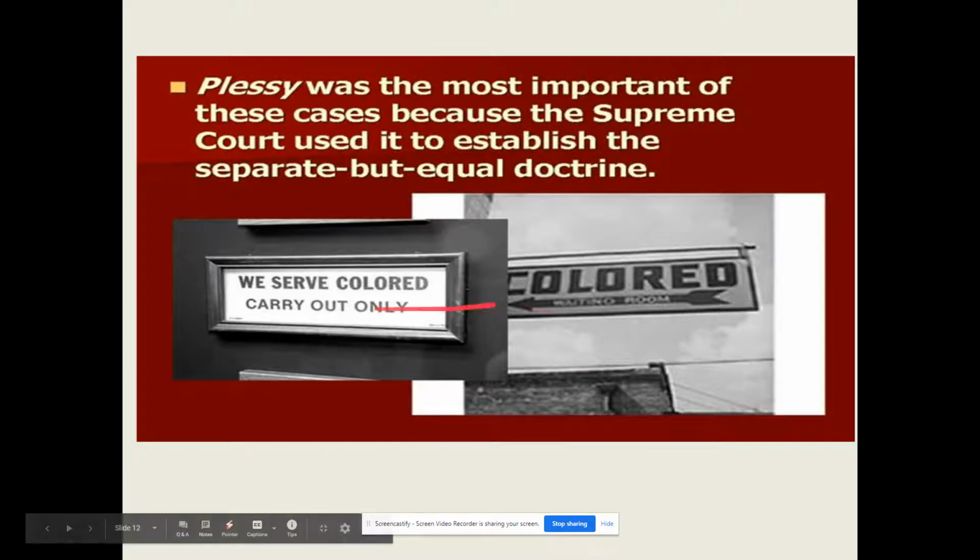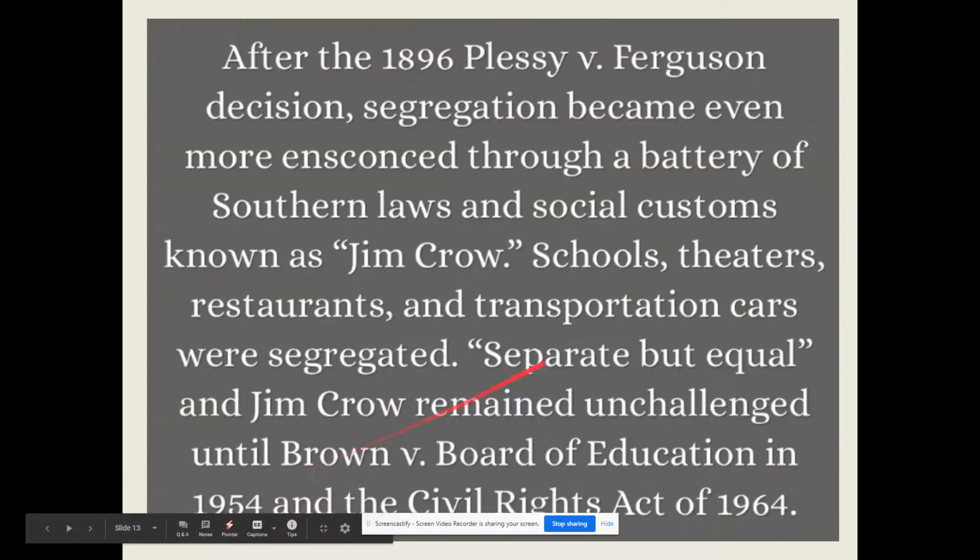Major victory. Here's their sign. This is Plessy v. Ferguson. You guys can read that. Give me a second to read it. You are all educated. I do not need to read it for you.